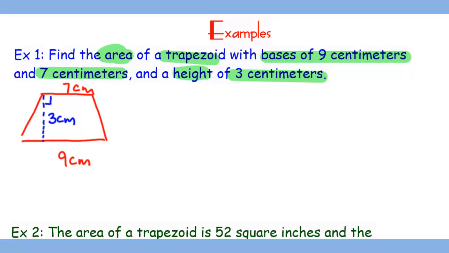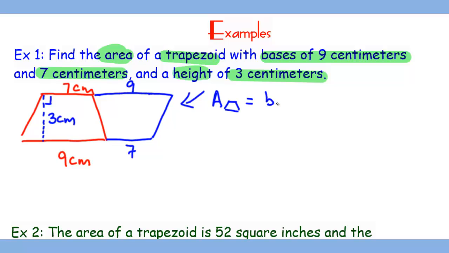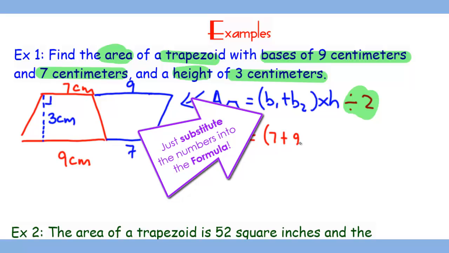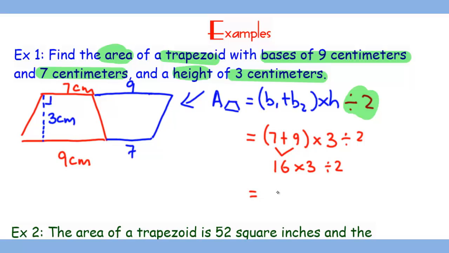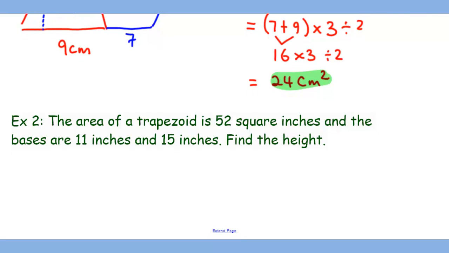And as a reminder, you can always double up this shape and flip it over so you get a 9 plus 7 base. So you have a trapezoid turned into a parallelogram. That means I can use the formula: area of a trapezoid equals base 1 plus base 2 times height, and then I need to divide it by 2 because of the double up that creates the parallelogram. So the bases are 7 plus 9 and the height is 3. Dividing by 2, the parentheses give us 16 times 3 divided by 2, which gives you 24 square centimeters as your final answer. So let's do one more example right here.